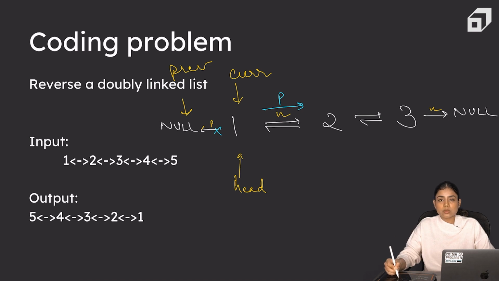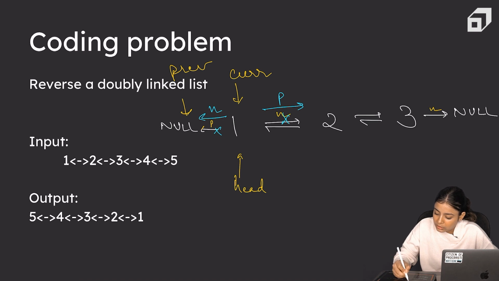Okay, and how do I access 2? 2 is current's next, so make current's previous point to current's next. Okay, I did that. Then I need to change the next link, so I remove this link and I say the current's next should point to previous, which was being pointed to by null.